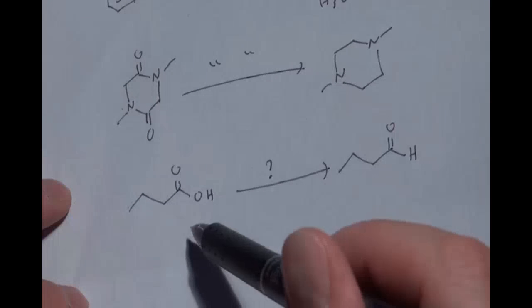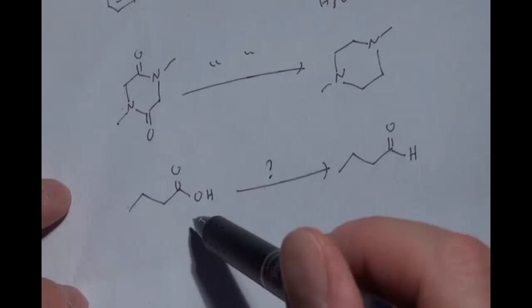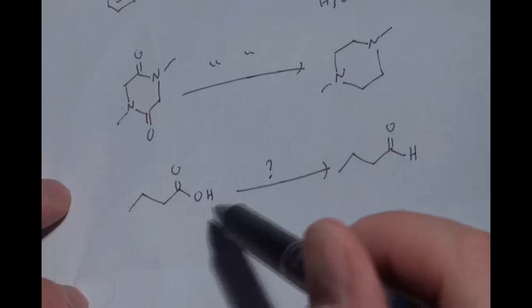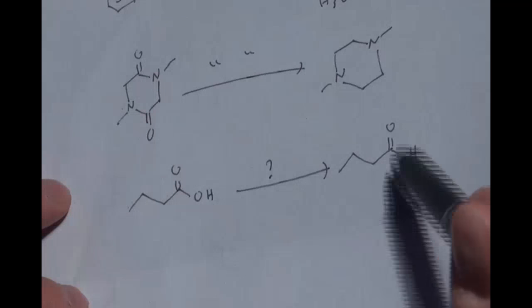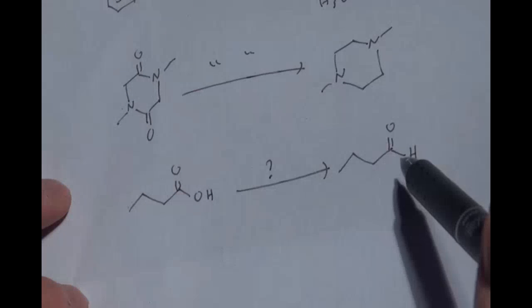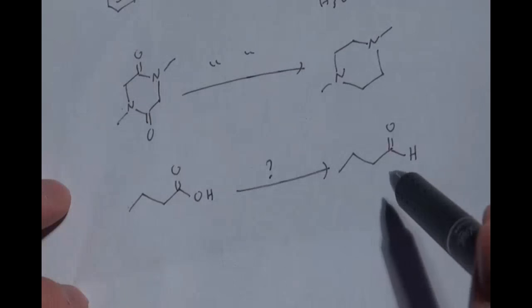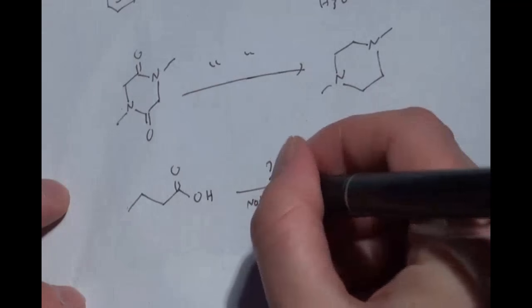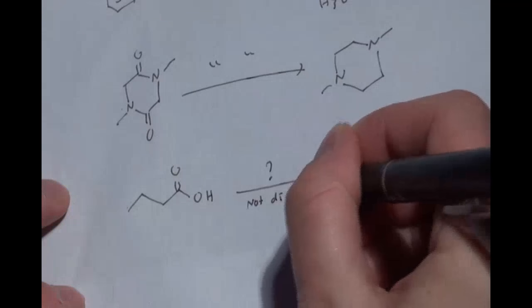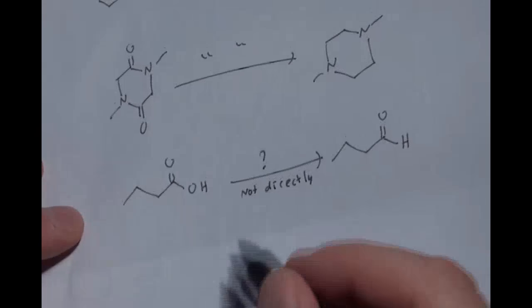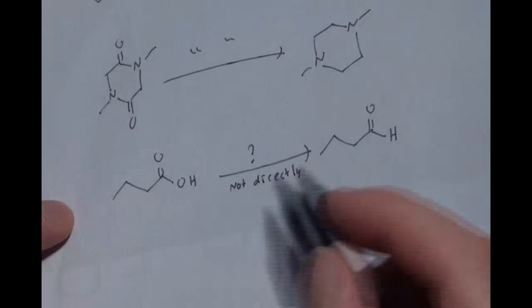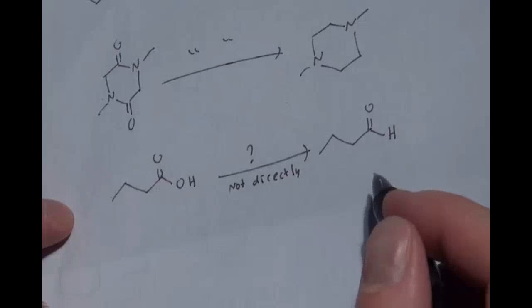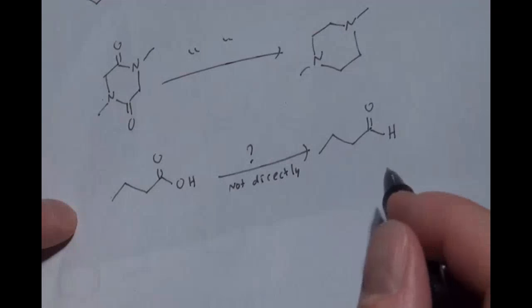You would just use your super duper reducing agent. Lithium aluminum hydride would totally reduce to the alcohol. But how do you get an aldehyde? Is this a possible reaction? The answer is, not directly. There is not a direct way to just magically convert a carboxylic acid to an aldehyde. But we do know a couple of indirect methods.